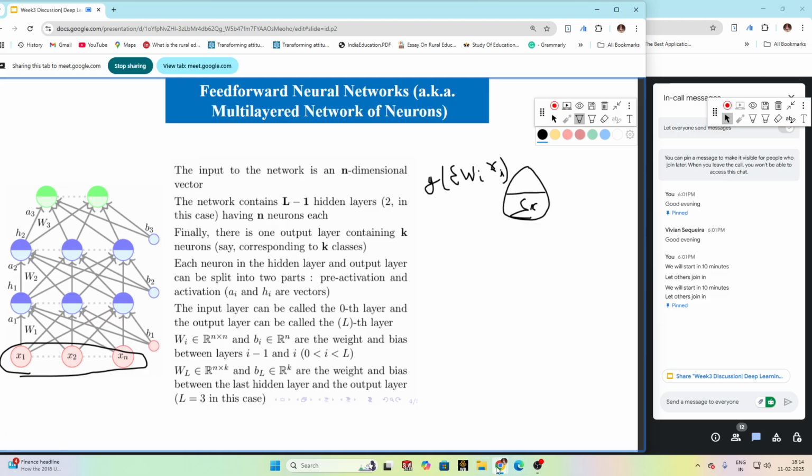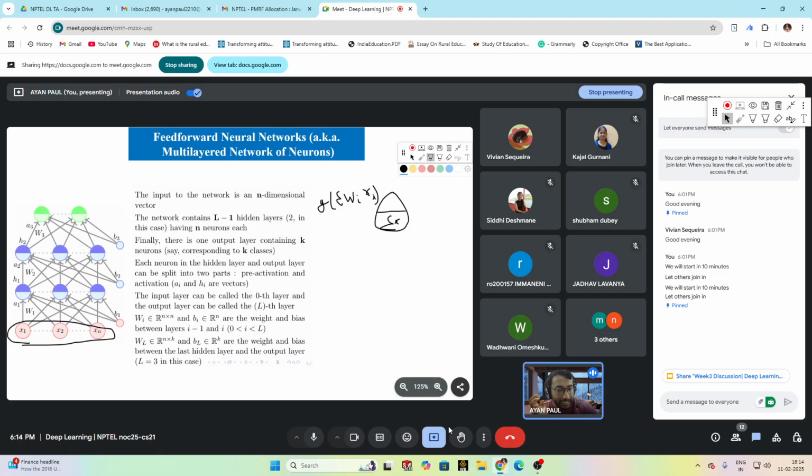So any doubt regarding this network? Any doubt you can ask. It is one of the most important classes today. If you understand this class, you can say that you know something about neural networks. So up to this, any doubt regarding the number of neurons, number of hidden layers? You can please ask. No doubt, right? No, sir.